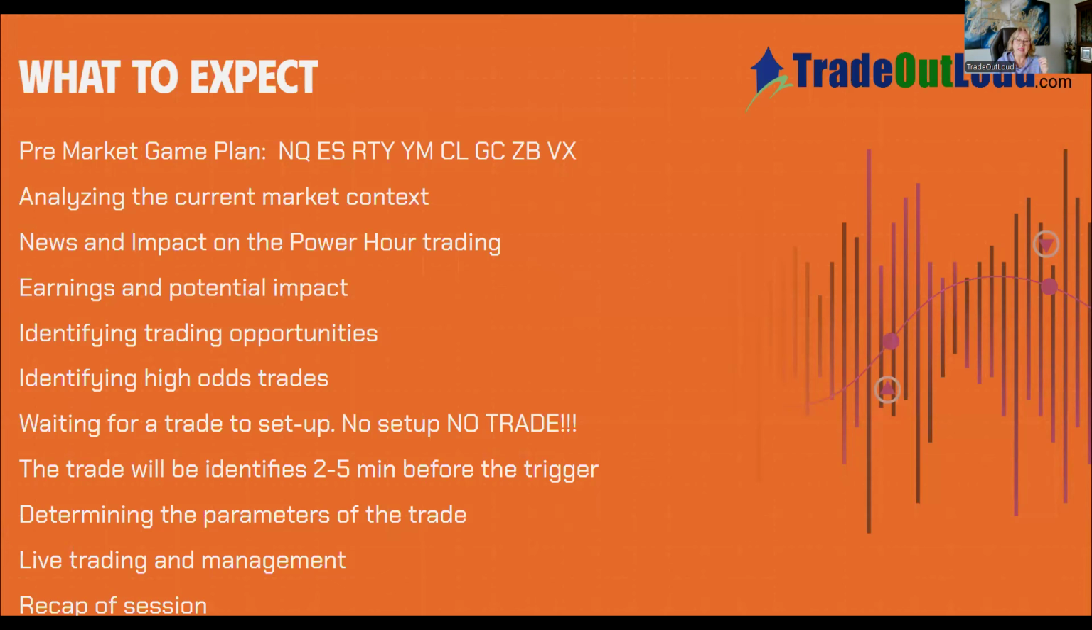The trades will be identified at least 2 to 5 minutes before the trigger, so you have plenty of time to place your orders, to place your limit orders. I only trade with limit orders. I don't jump in. I don't buy anything at market. And of course, we're going to be determining the parameters of the trade live here. So you're going to have a first-hand look at how we identify the setups.